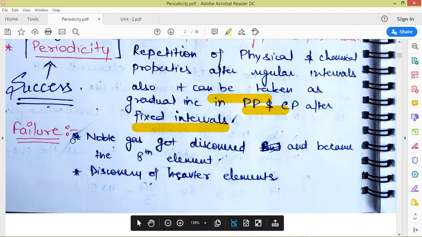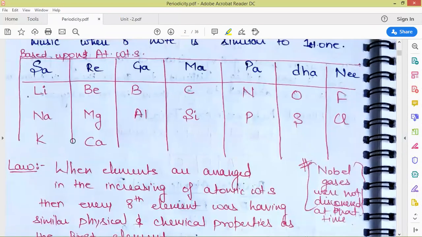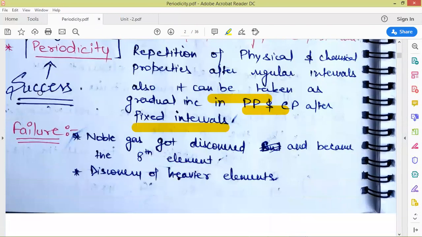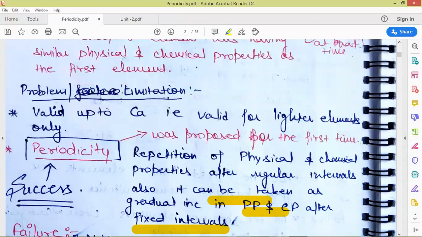The first breakthrough which led to its failure was the discovery of noble gases. When the noble gases were discovered, they took the place of the 8th element. That means here neon will come, the second noble gas of the periodic table, but its properties are way different from lithium. So the whole arrangement suggested by Newlands was disrupted when the noble gases were discovered. Also, the discovery of heavier elements led to the failure of this model, because this model was valid only for lighter elements.